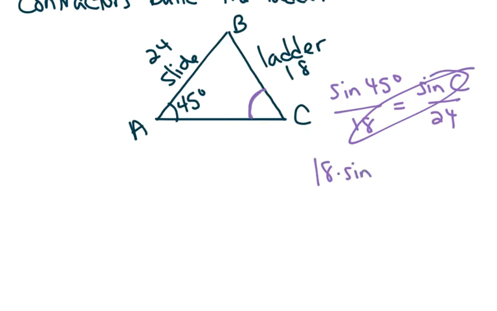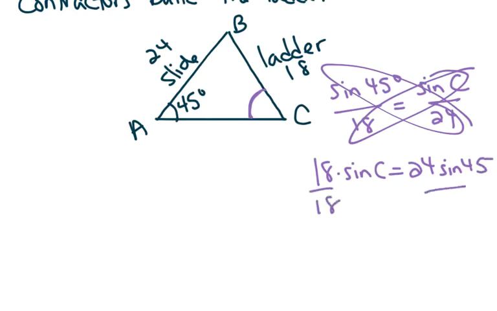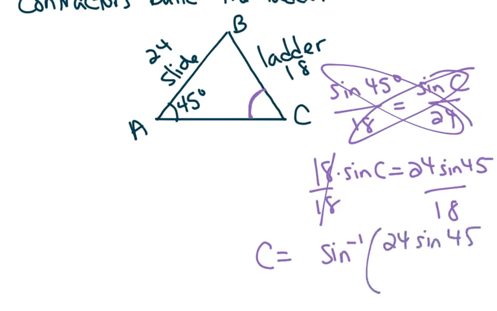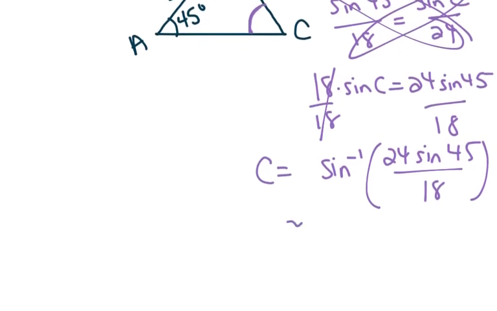So I'm just going to cross multiply. 18 times the sine of C is equal to 24 sine of 45. I'm going to divide both sides by 18. And then I'm going to put this in my calculator. I'm going to do the inverse sine. C is going to equal the inverse sine of 24 sine of 45 over 18. And the answer that it's going to spit out is 70.5.